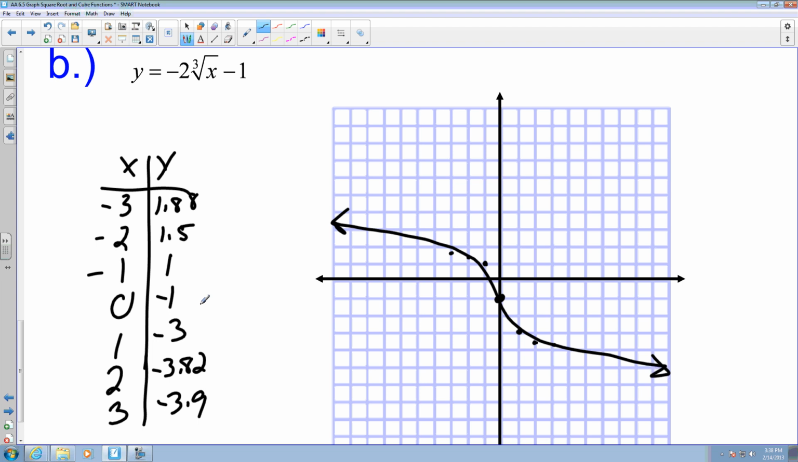Okay? And that is being able to graph square root and cube root functions.